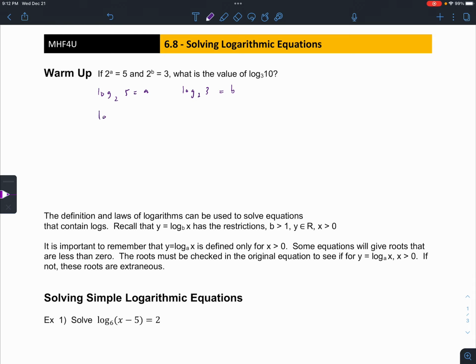Now, we want to write log to the base 3 of 10 as log to the base 3 of 5 multiplied by 2. So we want to decompose the 10. And then we want to use the product law and write this as log to the base 3 of 5 plus log to the base 3 of 2.